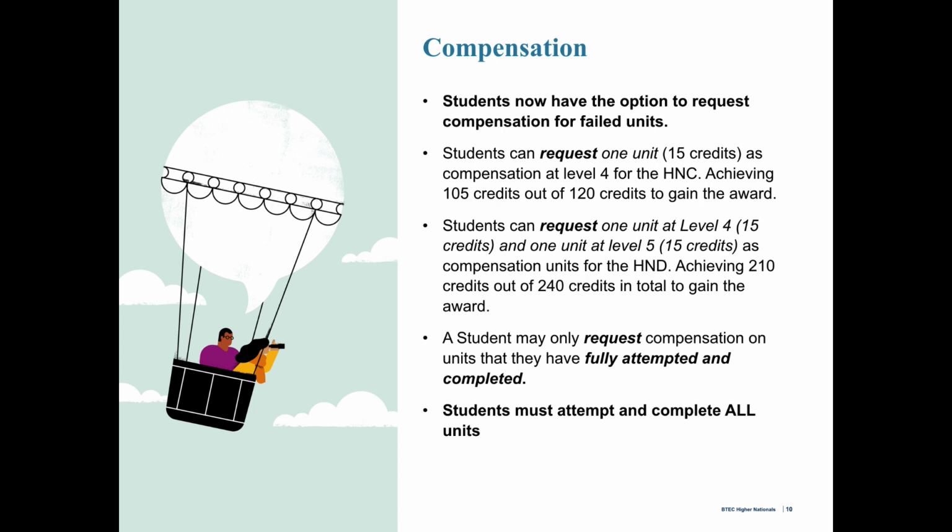Similarly, most universities will be looking for 120 or 240 credits, depending on the qualification the student's coming with. And if the student doesn't have those credits, they're going to be faced with either not being made an offer for university, or they will have to recover those credits elsewhere. The other thing that students have to understand is that they have to have fully attempted and completed the unit. You can't simply hand in a piece of paper with your name on it and ask to be compensated. The student has to have attempted all the work, completed all the work, but has failed.